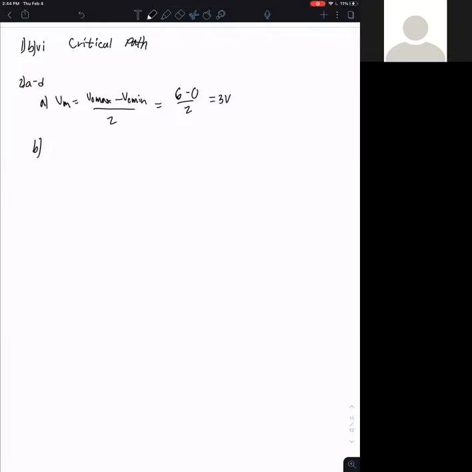Okay, so for the next part, it says find the gain mathematically. So we know the gain is G equals 2 times K prime times W over L times Vm minus Vt, times 1 over 2 times lambda times IDS. And we have everything here except for IDS, so we're going to have to solve for IDS. IDS in this case would be K prime over 2 times VGS minus VT squared times 1 plus lambda VDS.